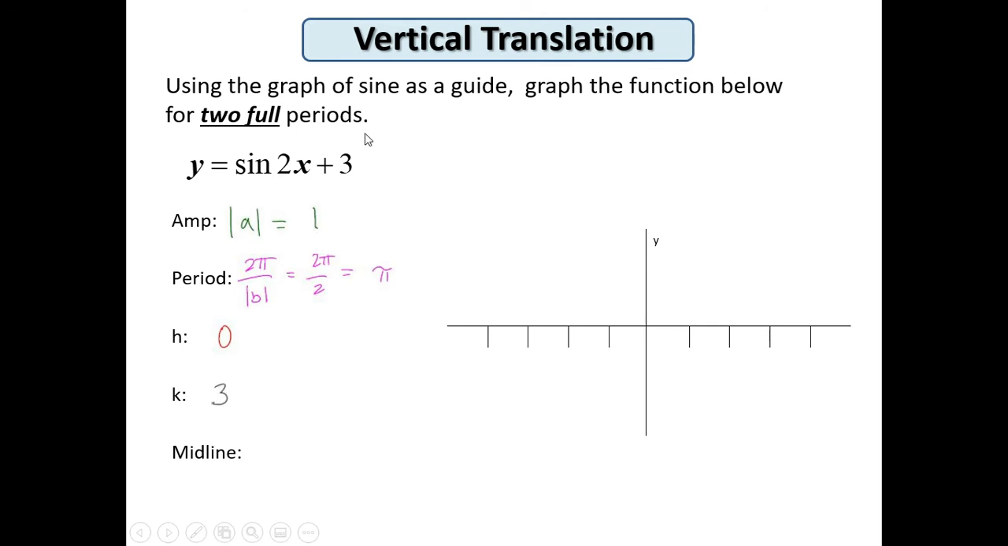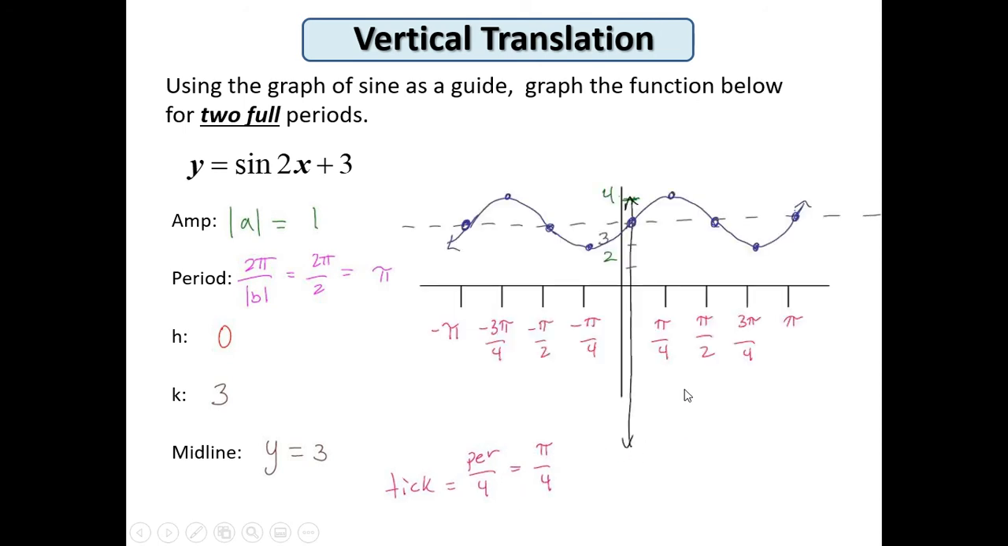But k is equal to 3. So we are going to have a vertical shift of +3, so that means my new midline is at y equals 3. And my tick mark is at the period divided by 4, which is pi over 4. So let's draw that. So my tick marks are at pi over 4, pi over 2, 3 pi over 4, and pi.